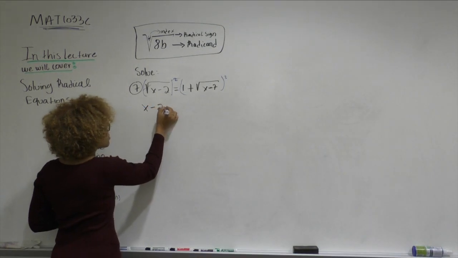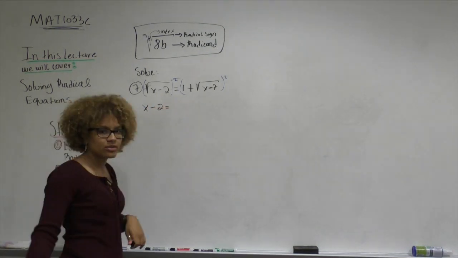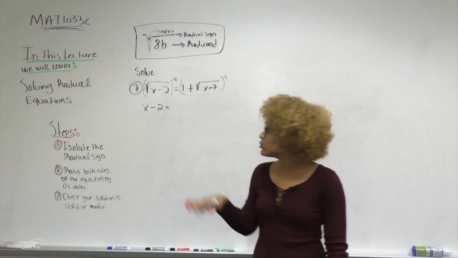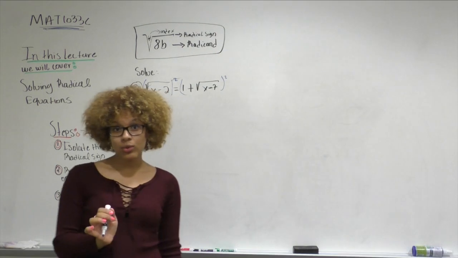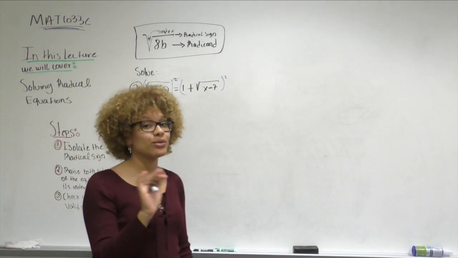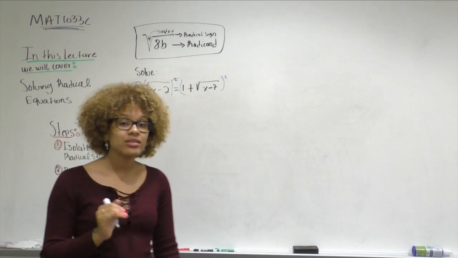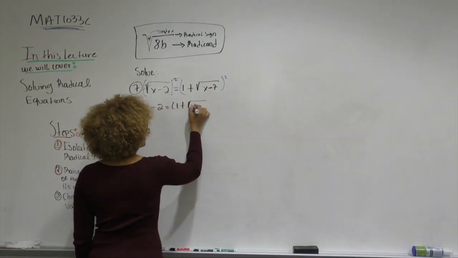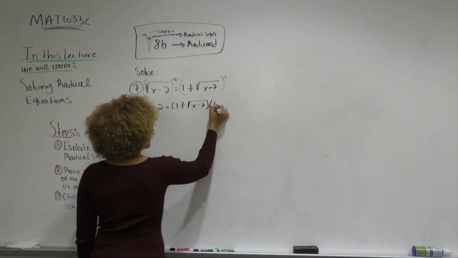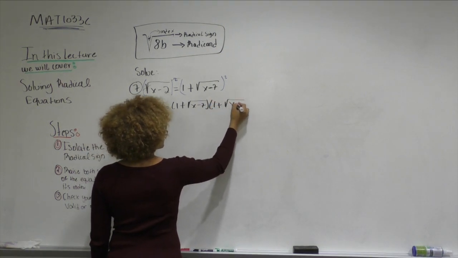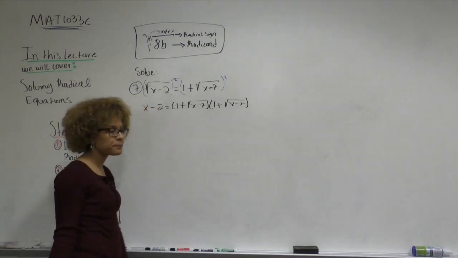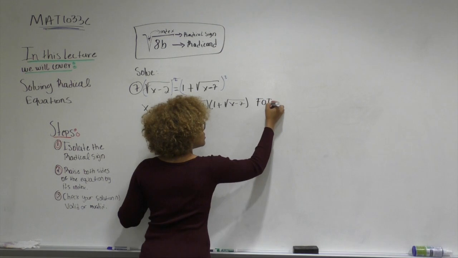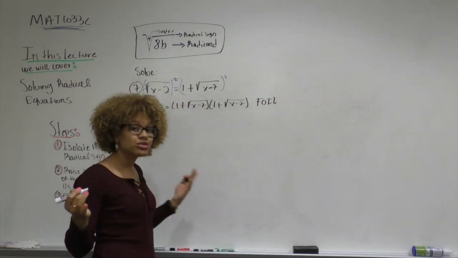I have x minus 2 equals, what do you think that is? I have 1 plus something squared. That's a binomial, right? Two terms, 1, 2. And it's squared. So I'm going to have to FOIL that. So I'm going to write it the same thing twice. So I have 1 plus square root of x minus 7 times 1 plus square root of x minus 7. Okay, I need to FOIL that, or a double distribute.